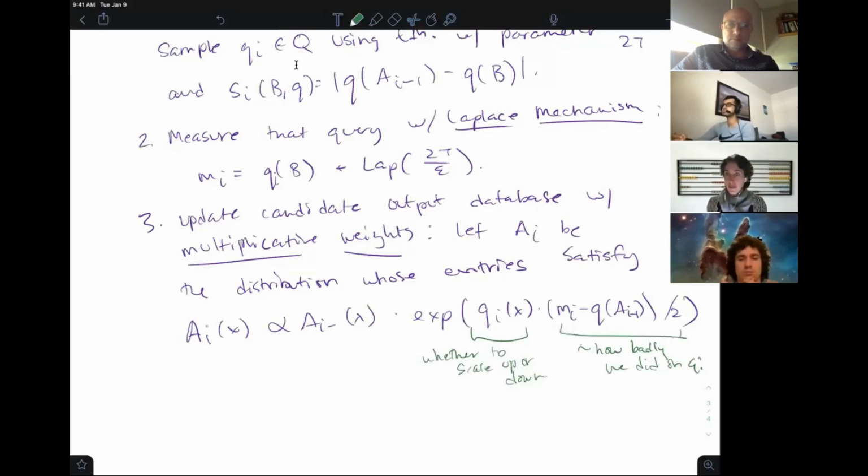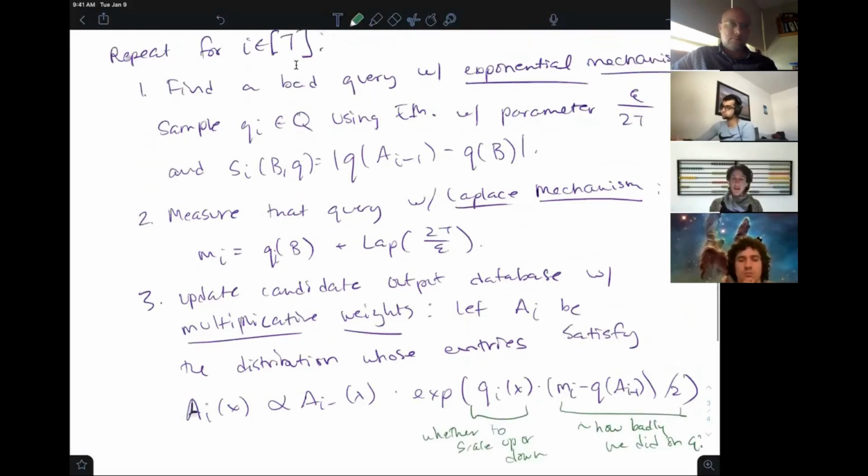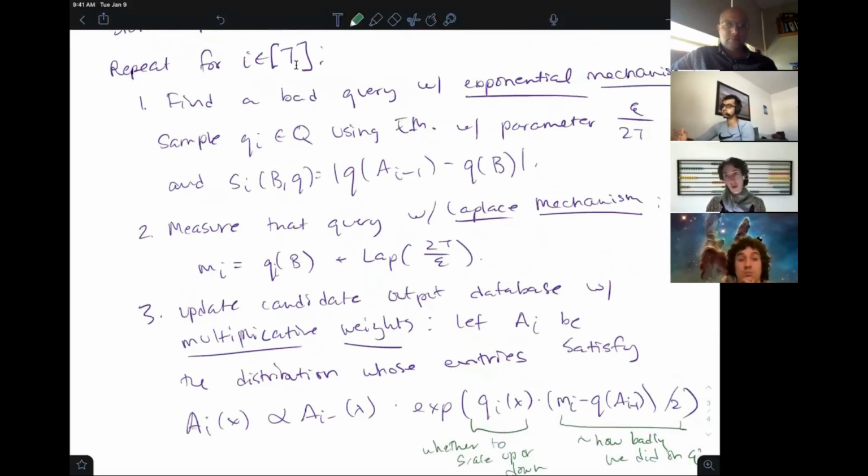Does that make sense? So I have a data distribution. Here's a query it's not answering well. So we need some of those data points to be more likely and some of those data points to be less likely. And I just bump up and bump down accordingly. And now I repeat. So now I have a slightly better data distribution as my candidate output data set.